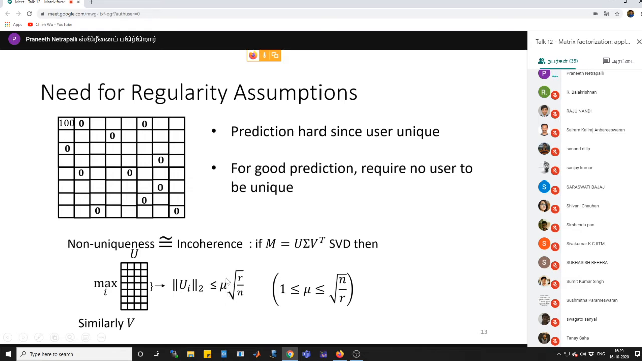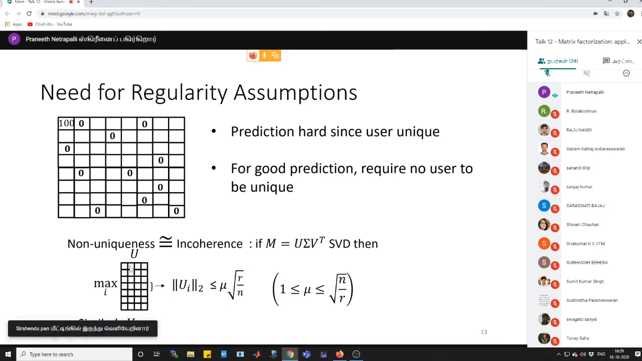Okay. So firstly note that because this is a singular value decomposition, each column here is unit norm, right? So the entire Frobenius norm of this matrix is square root R, right? Now what this is saying is, because there are n different rows, if the Frobenius norm was equally divided among all the rows, then each of them will have square root of R over N as the L2 norm of that particular row, right? And this mu is measuring how much larger it is compared to square root of R over N.